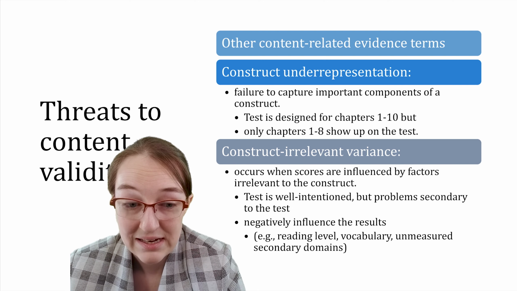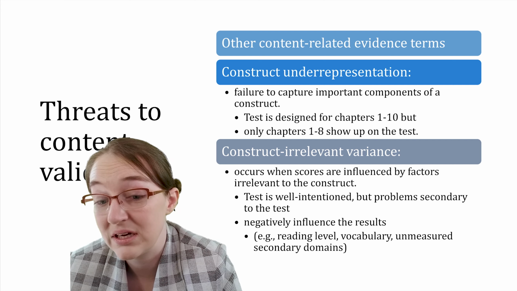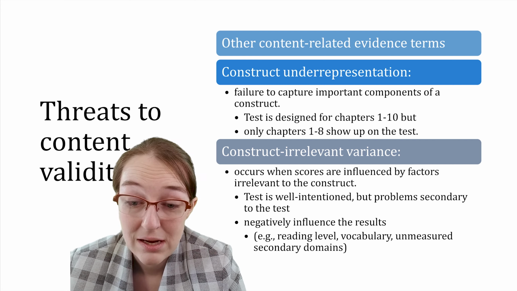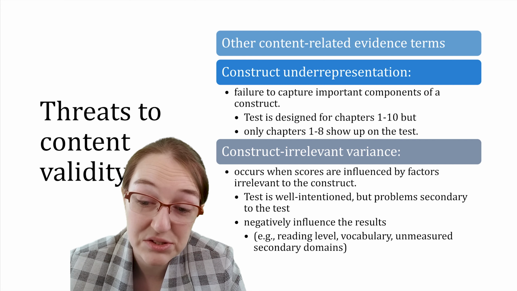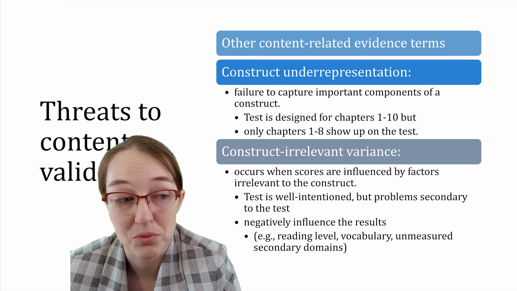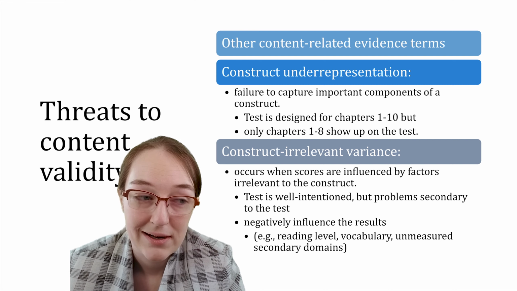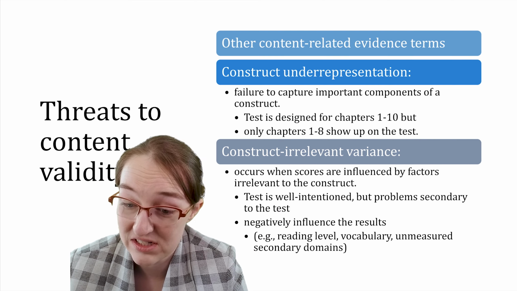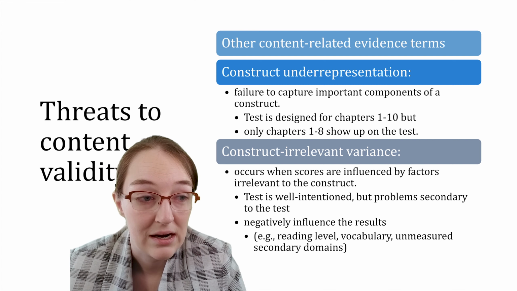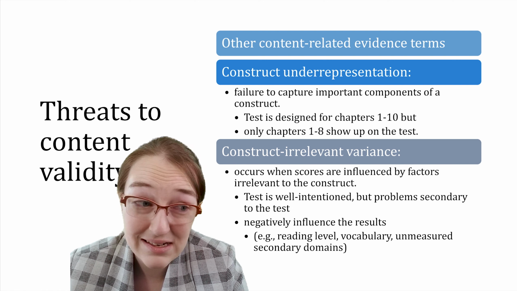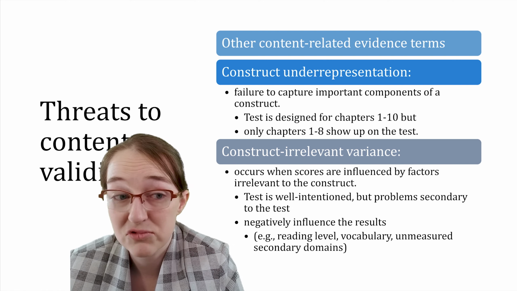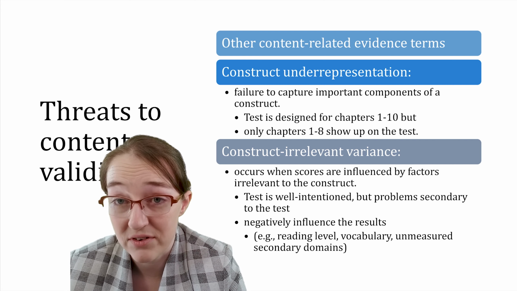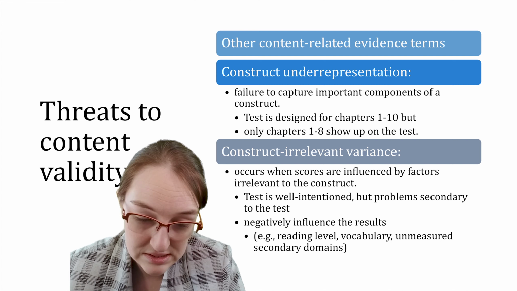Second, if unnecessary items are measuring irrelevant or tangential material for your construct, that construct will be misrepresented on the test. This occurs when a test score is influenced by factors irrelevant to the construct. Even in this case, the test is well intended, but those problems creep up and they will negatively impact results, including reading level, vocabulary, and unmeasured secondary domains.